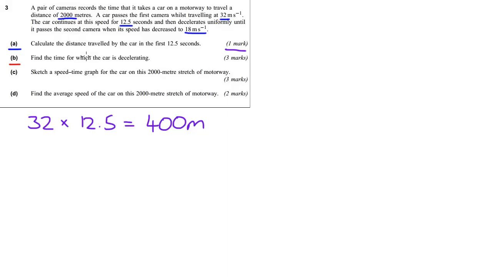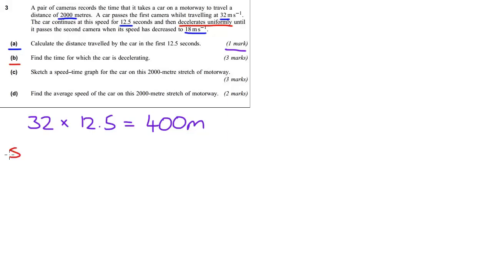So, question B. Now, find the time for which the car is decelerating. So after 12.5 seconds, we have a uniform deceleration. So it decelerates at the same rate for the whole deceleration until it gets to 18 meters per second. So let's do a SUVAT for question B.